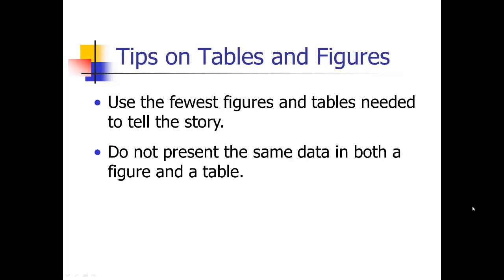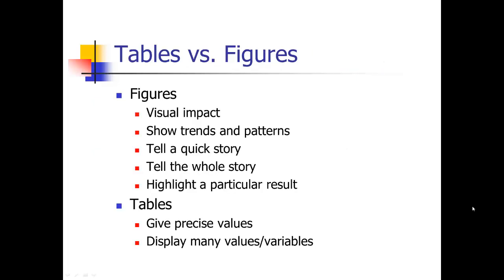So a couple of tips on tables and figures. First of all, you want to use the fewest figures and tables needed to tell the story. And often scientific journals may even have limits on the numbers of tables and figures that you're allowed to submit. You don't want to repeat the same data in both a table and a figure. Choose one or the other. Choose to present the data as a table or as a figure. You don't need to have it in both places. And a lot of times one of the decisions you've got to make is, what data do I show in a table and what data do I show in a figure?